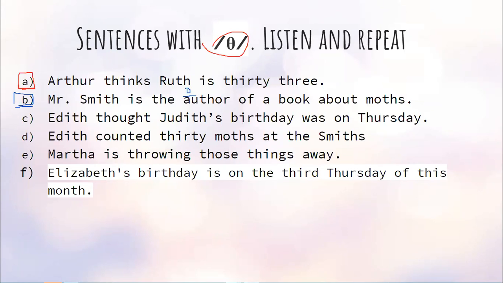Mr. Smith. Mr. Smith is the author of a book about moths. About moths. Question: what are moths, by the way? They're not very kind. I mean, they're not really cute, to be honest. ¿Una polilla? Yes. Polilla. Yeah, they like to eat fabric, wool. It's kind of strange.